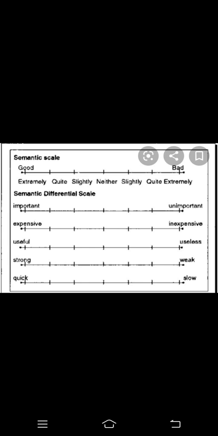So in future, if you go into this field, this is very useful for you. So do remember and understand this.